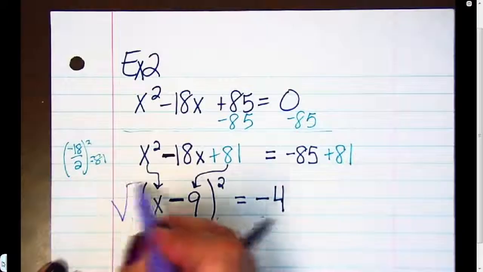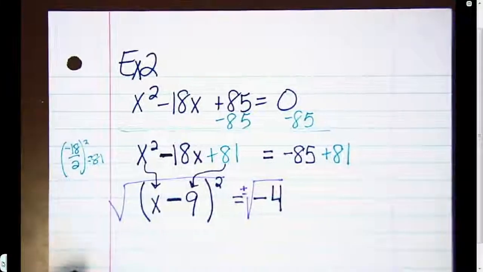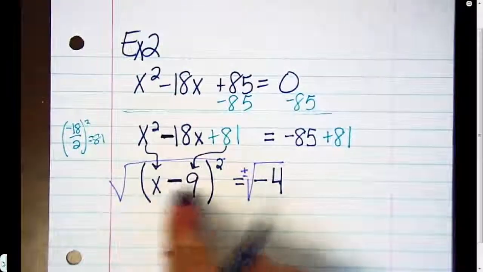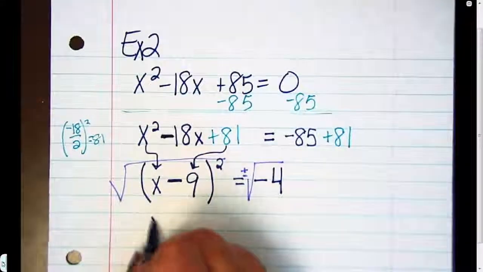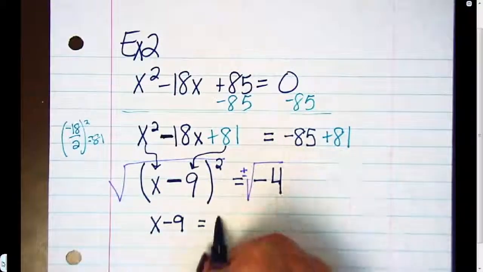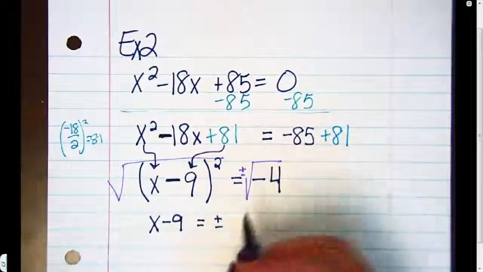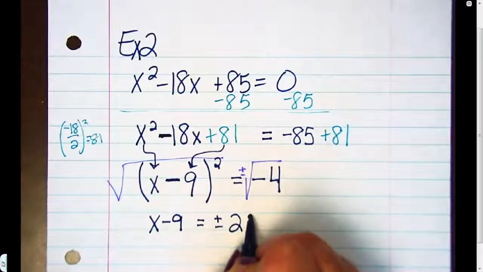So I take the square root of the left side plus minus the square root of the right side. When you take the square root of a binomial squared, it leaves you with the radicand. Plus or minus negative, that's going to come out as an i, and then the square root of 4. So this is plus or minus 2i.